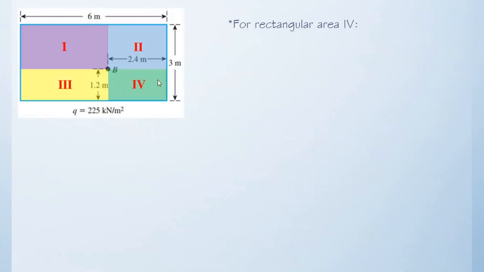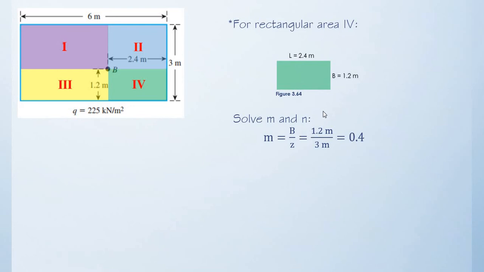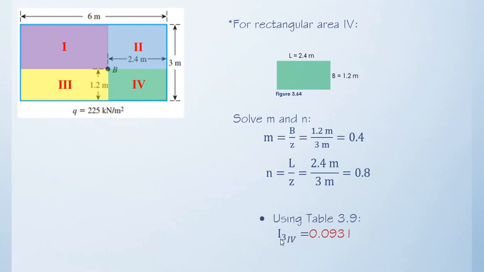Considering the last rectangle, which is the fourth rectangle, L is equal to 2.4 meters and B is equal to 1.2. So m is equal to 1.2 divided by 3, this is 0.4. And for the value of n, that is 2.4 divided by 3, this is 0.8. Again, from the table, the value of I_s3 for rectangle 4 is 0.0931.